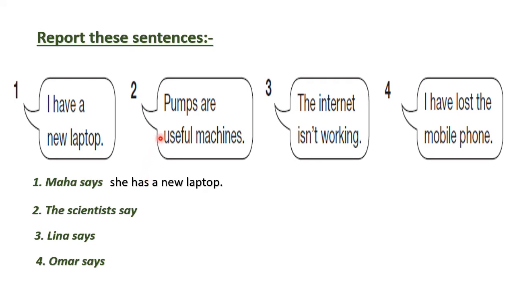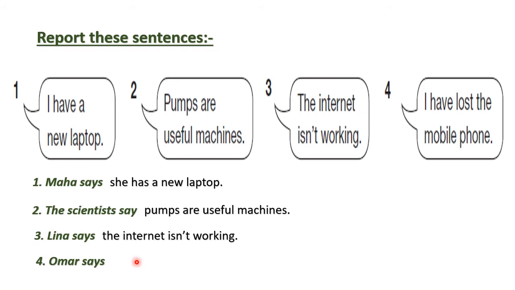2. Pumps are useful machines. The scientists say pumps are useful machines. 3. The internet isn't working. Lena says the internet isn't working. 4. I have lost the mobile phone. Omar says he has lost the mobile phone.